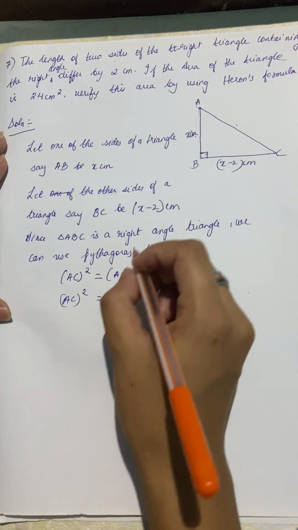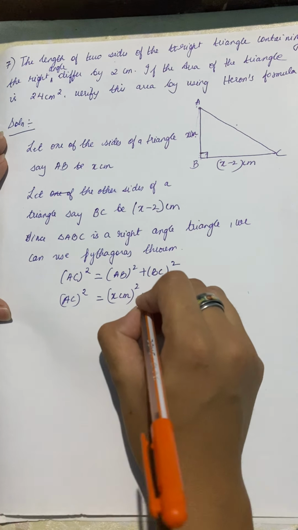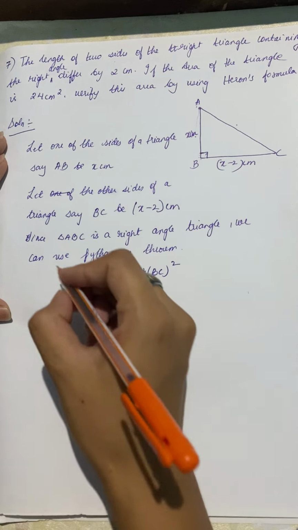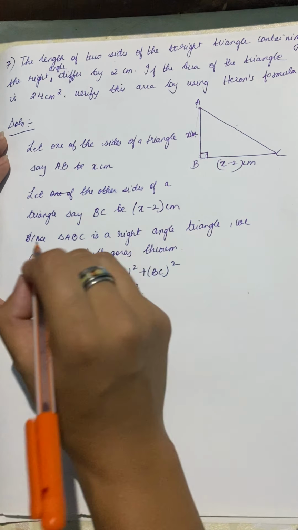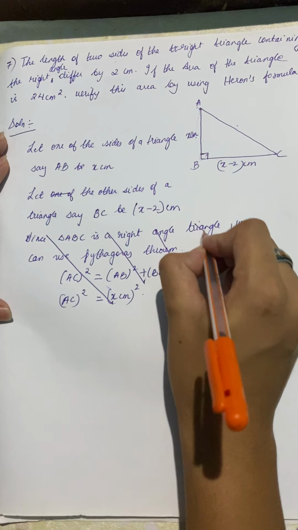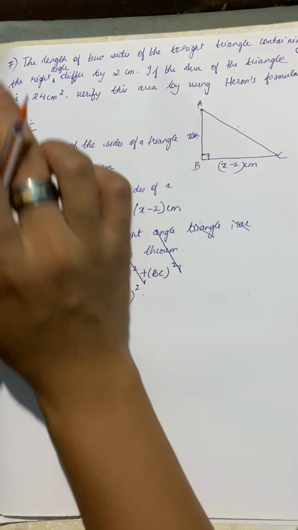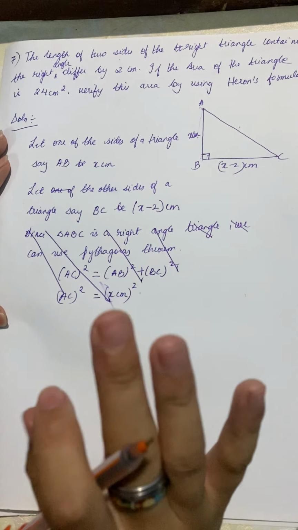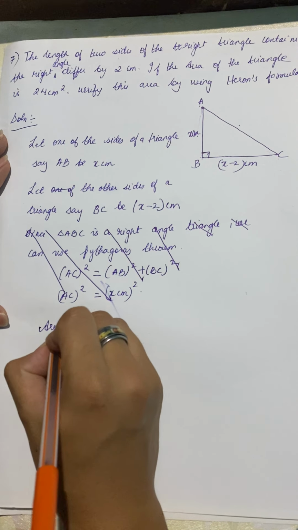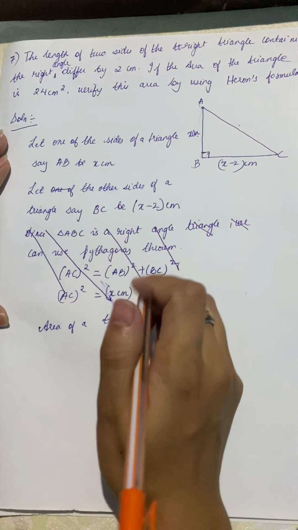So AC, whole thing square. So what do you have here? AB is x centimeter, whole thing square, plus, wait, I have forgotten, we don't have to do this. Just skip this step. I did not read the question properly. The area of a triangle is already given. Sorry, I should have done that. So area of a triangle, skip this step.